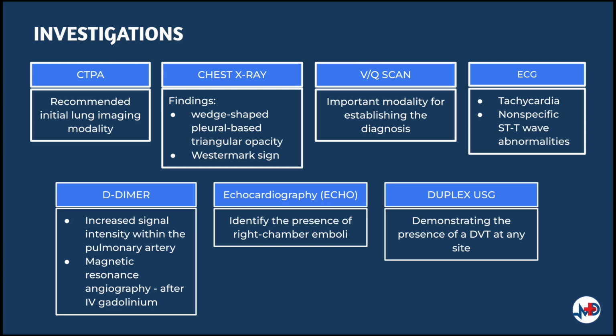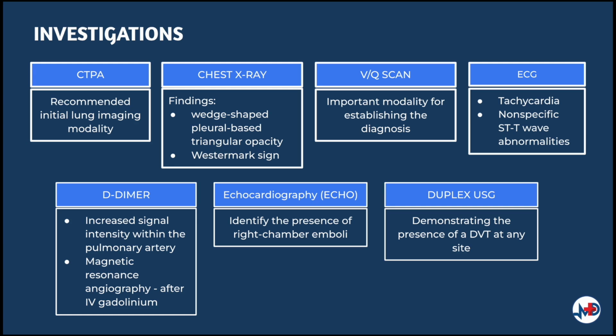VQ scanning may be used initially if appropriate facilities exist, the chest X-ray is normal, and there is no significant symptomatic concurrent cardiopulmonary disease. VQ scanning is also the investigation of choice if there is renal impairment. However, this doesn't require the use of contrast unlike CTPA. D-dimers are sensitive up to 95 to 98% but have poor specificity. Age-adjusted D-dimer levels should be considered for patients more than 50 years.